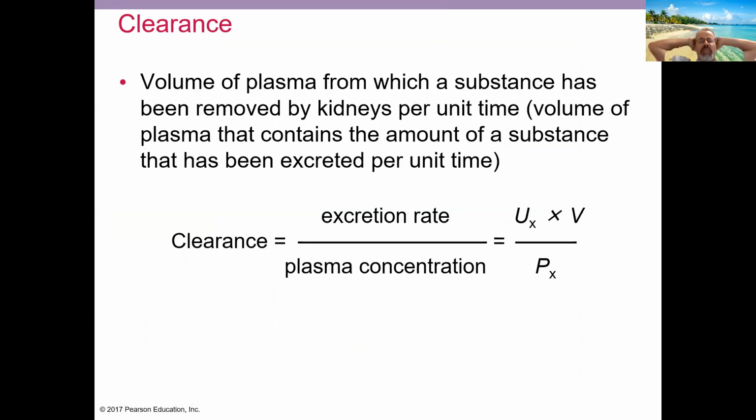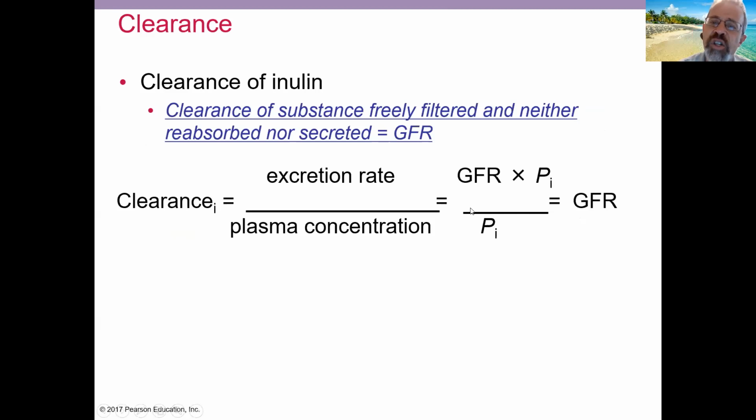All right, so I'm going to go through just maybe one or two more little equations. I'm not going to have you calculating anything. I just want you to know some of the ways of measuring urine function. One is called clearance, renal clearance. It's the volume of plasma from which a substance has been removed by kidneys per unit time. So the volume of the plasma that contains the amount of a substance that's been excreted. This is calculated by the excretion rate over the plasma concentration. Now, we haven't gone over excretion rate, but another way to calculate it is basically taking the GFR, multiplying it by the plasma concentration of a substance.